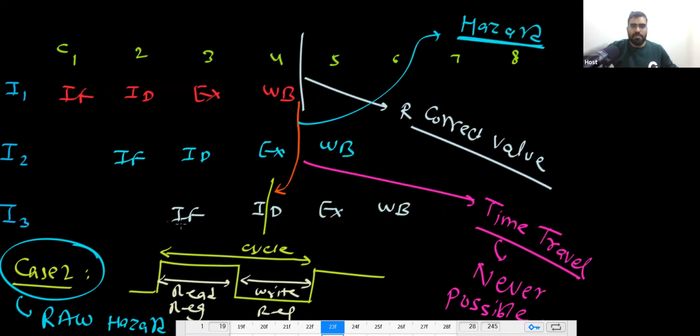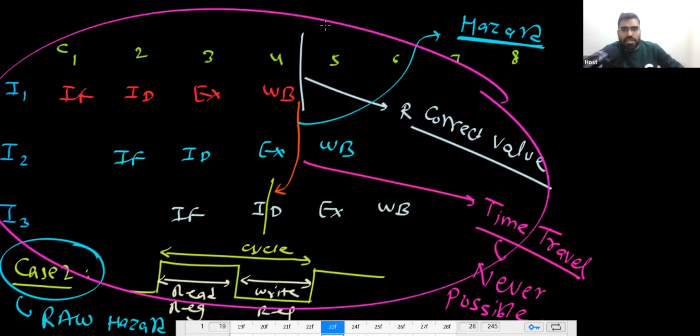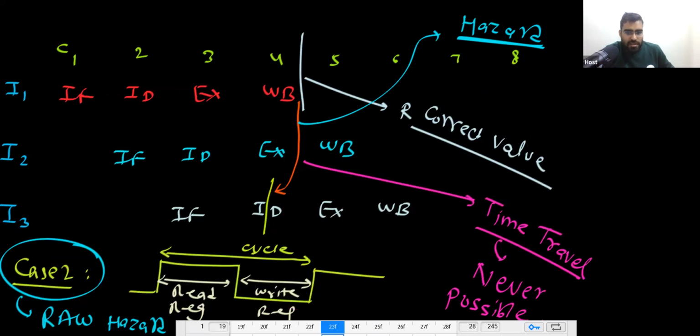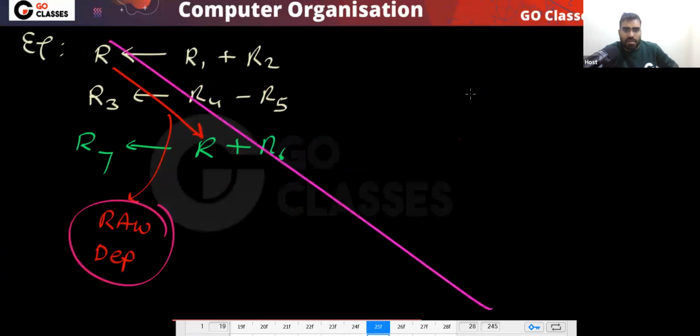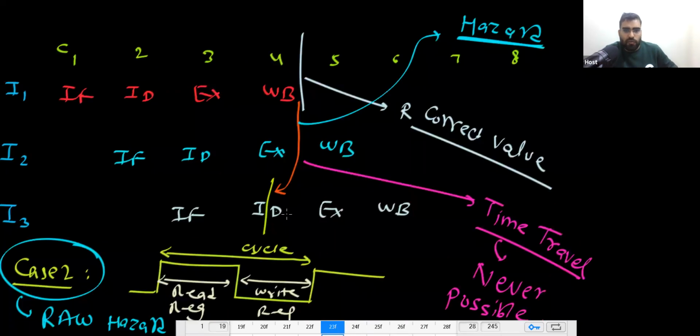Okay, clear? Understood? Let me know. So you tell me, you know that there is a hazard. Can you allow the hazard? In the system, can you allow this type of hazard? Because what is happening here?